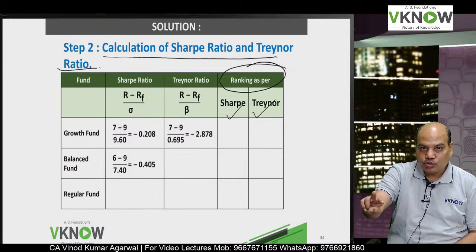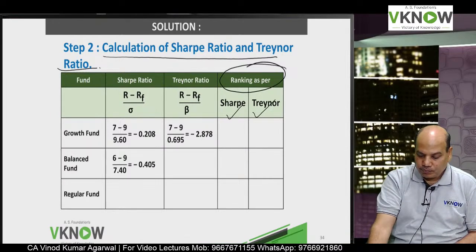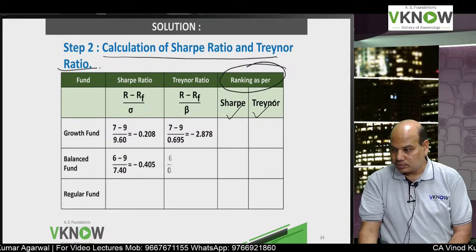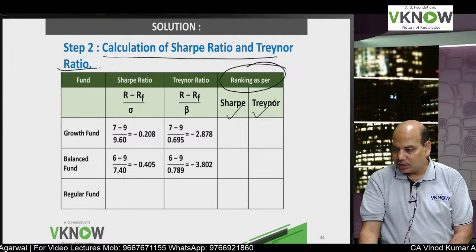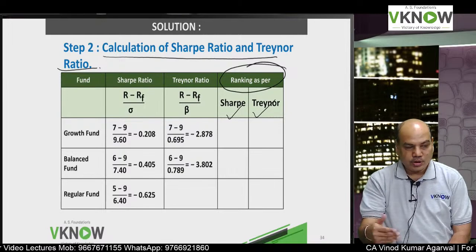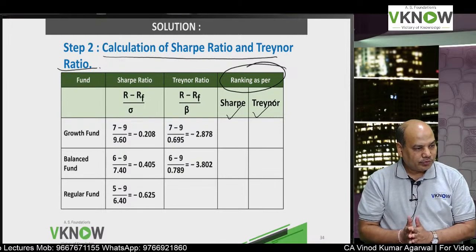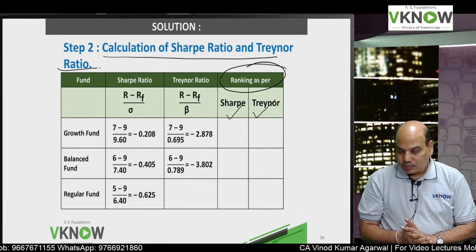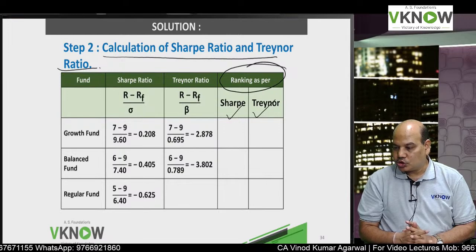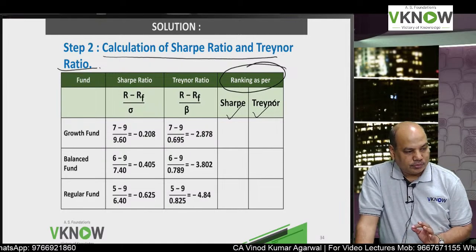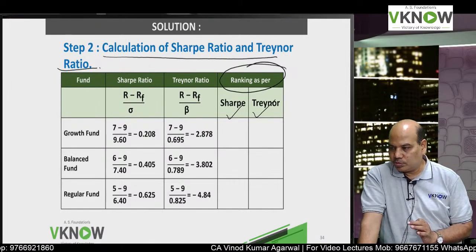First we'll complete these two columns, then we'll give ranking. For balance fund, 6 minus 9 divided by 7.40 gives minus 0.405, and 6 minus 9 divided by 0.789 gives minus 3.802. Come on, regular fund, try yourself. Yes, reply. Regular fund Sharpe ratio minus 0.625, Treynor ratio minus 4.84.